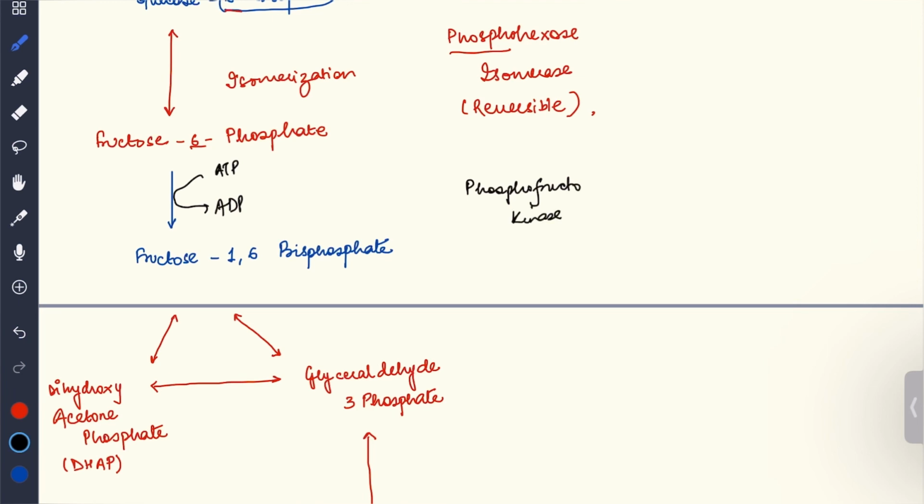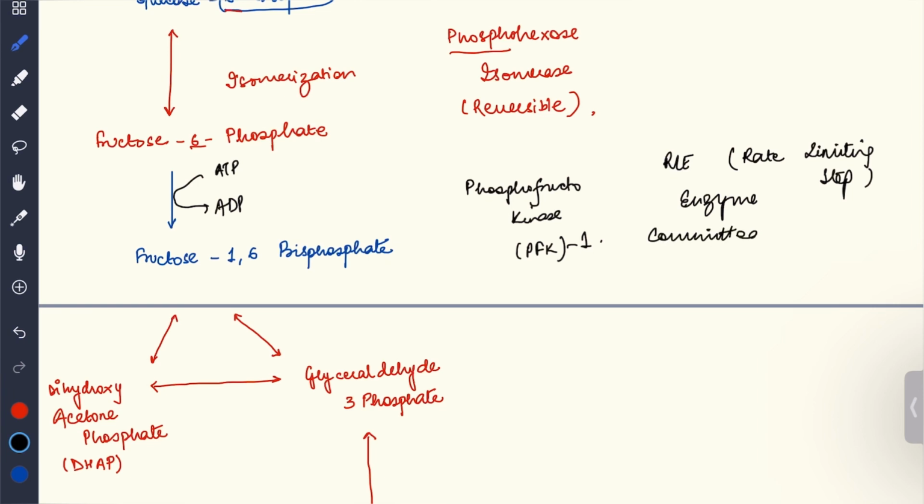phosphofructokinase. Okay, PFK, phosphofructokinase, PFK1. And this is very important because this is the rate limiting enzyme or the rate limiting step. The rate limiting step or enzyme is the rate limiting enzyme. This is the committed step. Okay, the bottleneck, this one is the committed step.